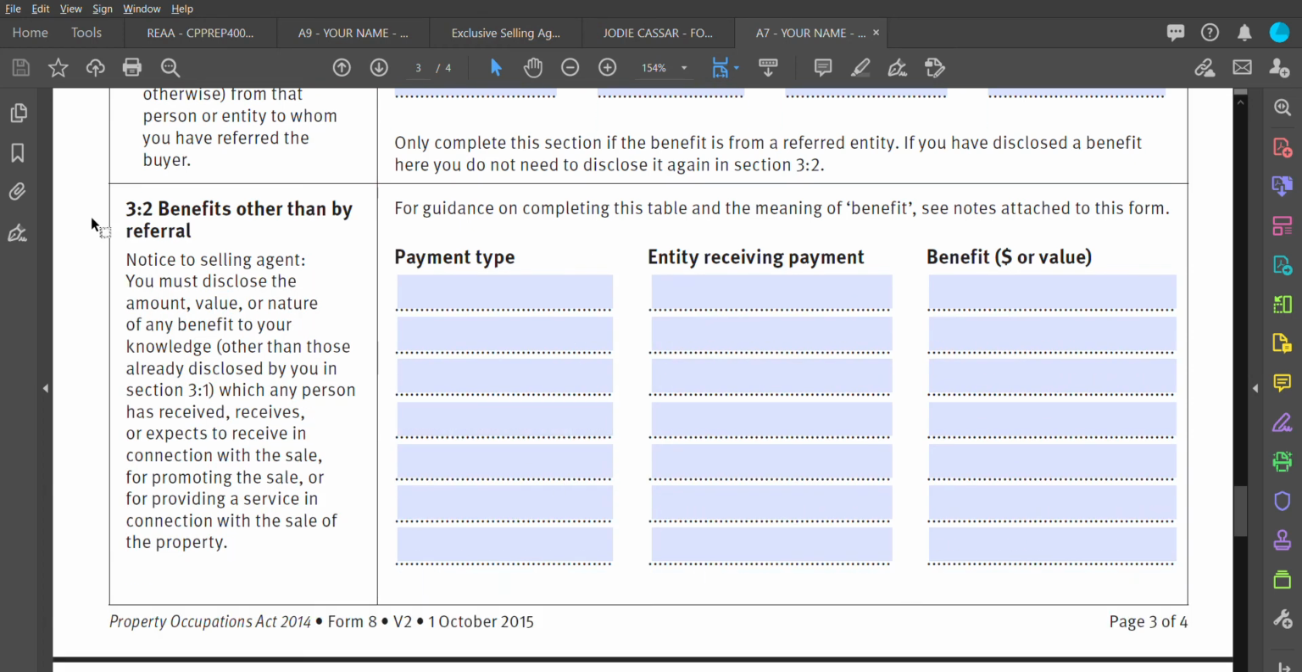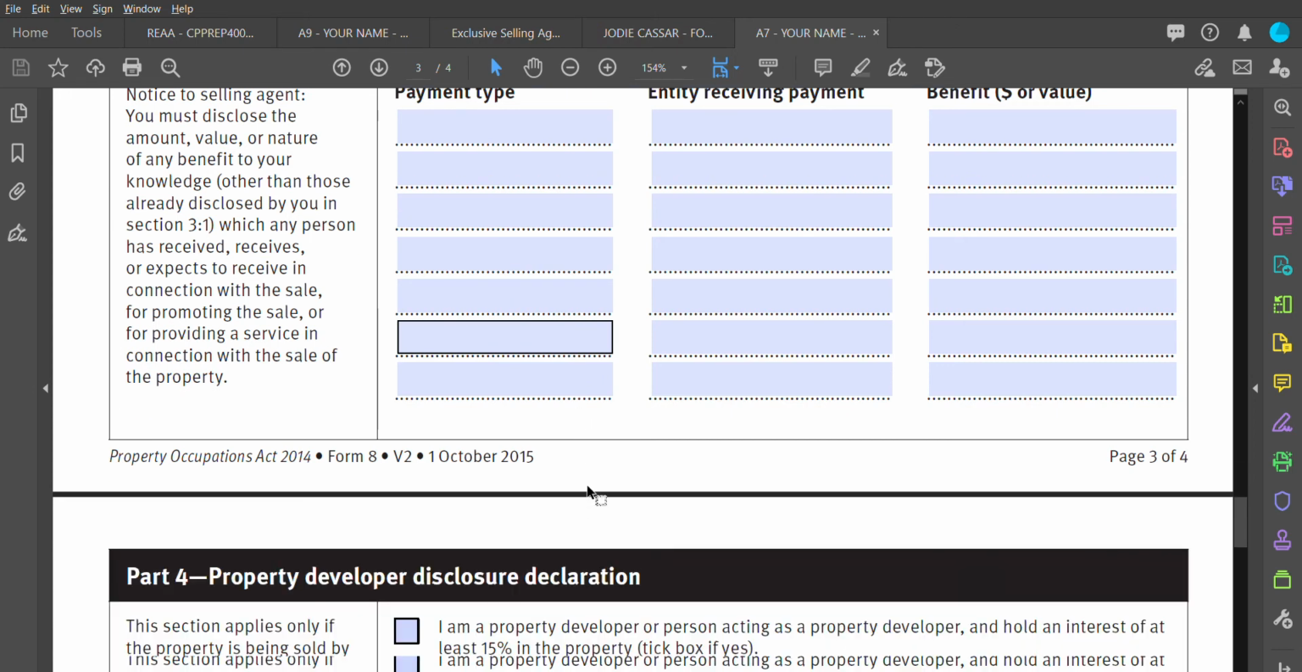Further, 3.2 says, notice to selling agent. You must disclose the amount, value, or nature of any benefit to your knowledge other than that which is already disclosed in section 3.1, which any person has received, receives, or expects to receive in connection with the sale, for promoting the sale, or for providing a service in connection with the sale of the property.